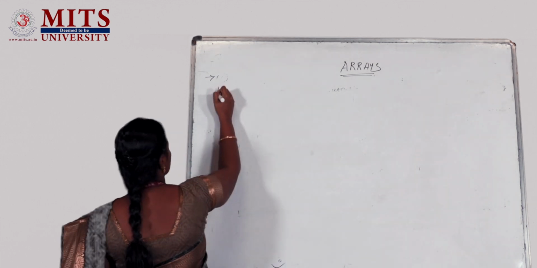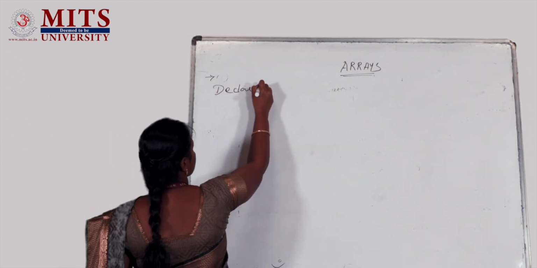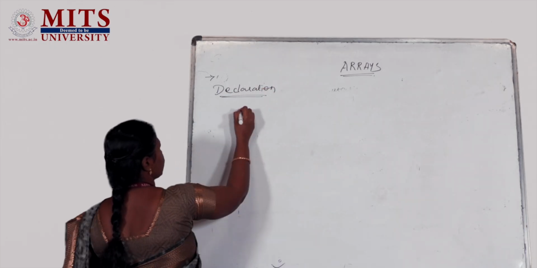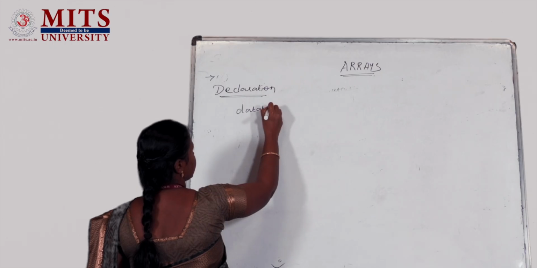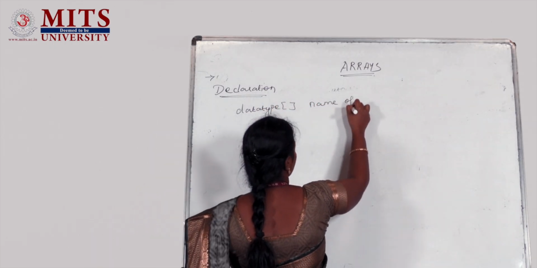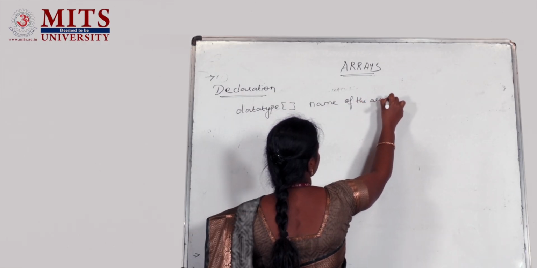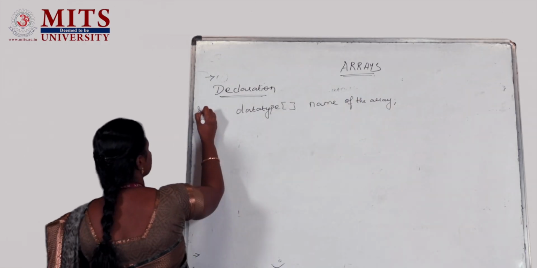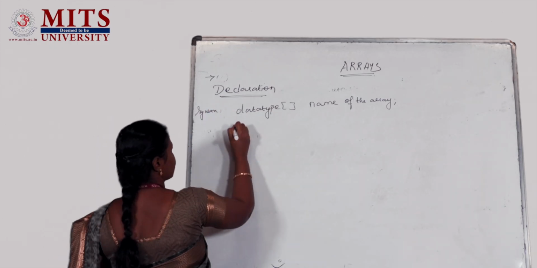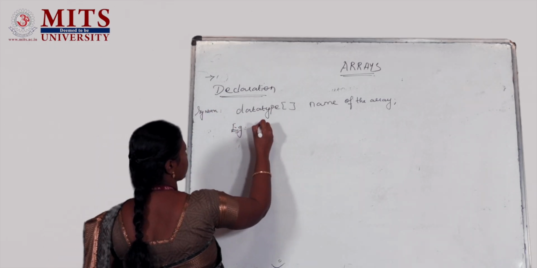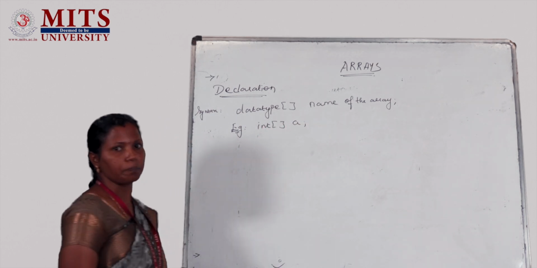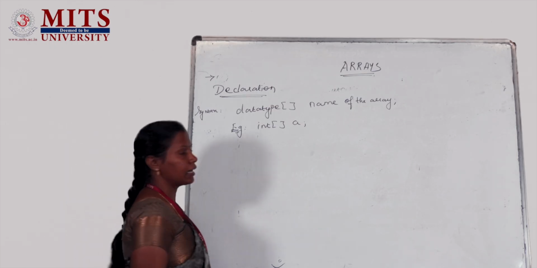So first I will see how to declare an array in Java. So we need to give the data type and then the name of the array. So this is the syntax for how to declare an array in Java. So example: int a. So this is how we are going to declare an array in Java.